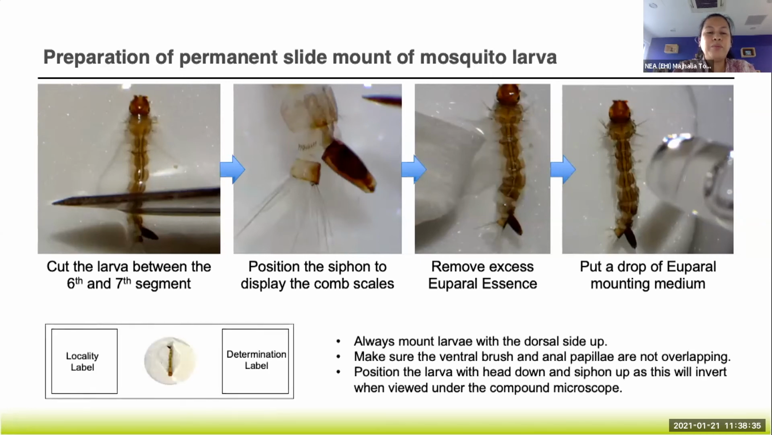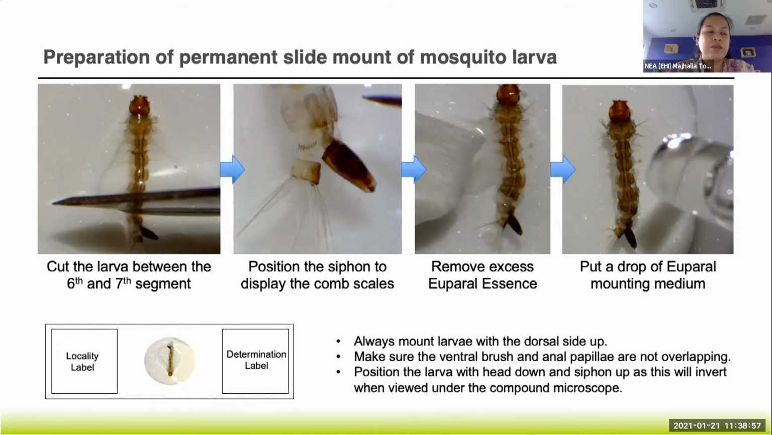So when you mount your sample on the glass slide, you also have to label it. You have to put the locality label and the determination label. Locality label includes where the sample was collected, who collected the sample. If you can put GPS coordinates, that will also be good. And then when it was collected.